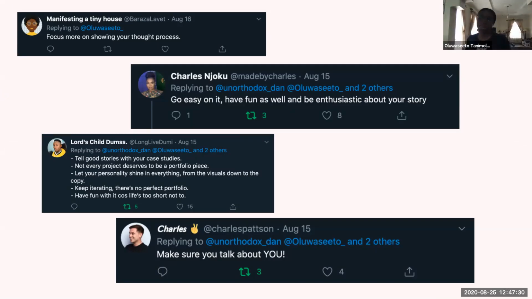And then keep iterating. There's no perfect portfolio. Just keep working at it and then have fun with it again. Can you see how people are saying have fun with it? And then make sure you talk about you. Like I said before, people need to know who you are, because I'm not giving a job to a robot. So make sure that your portfolio shows your personality.